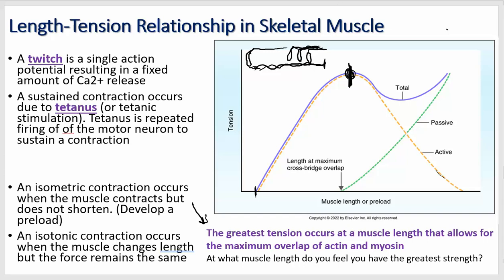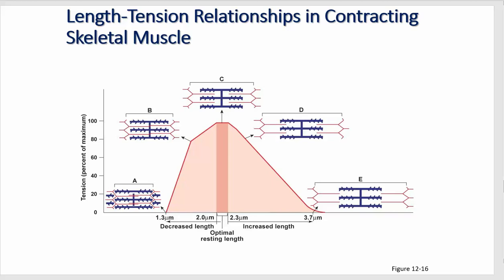All right, and I have this question here. What muscle length do you feel you have the greatest strength? It's probably going to be somewhere in the middle, not when it's fully contracted and not when it's fully stretched out. Okay, so I like this picture because it shows what we're talking about. You can see things are bunched up over here in A, and there's really not much tension you can even form because there's no more pulling that can be had.